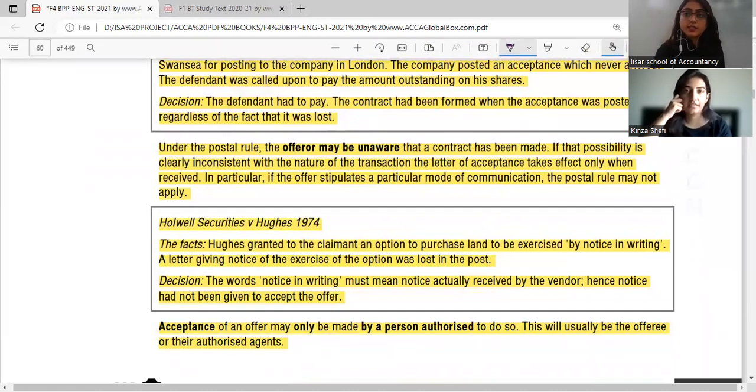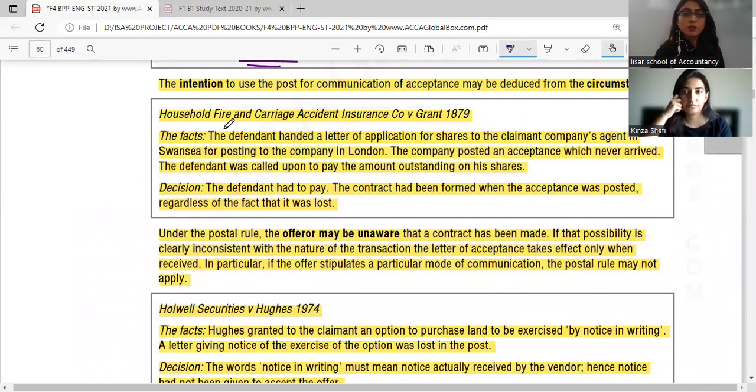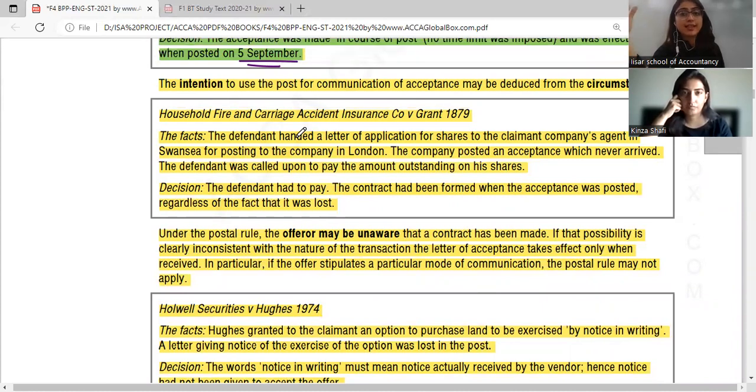Yeah. All right, the second case of the day, Household Fire and Carriage Accident Insurance Company versus Grant, 1879. What do the facts say? Please read. The defendant handed a letter of application for shares to the claimant company's agent in Swansea for posting to the company in London. The company posted an acceptance which never arrived. The defendant was called upon to pay the amount outstanding on his shares. The defendant had to pay.